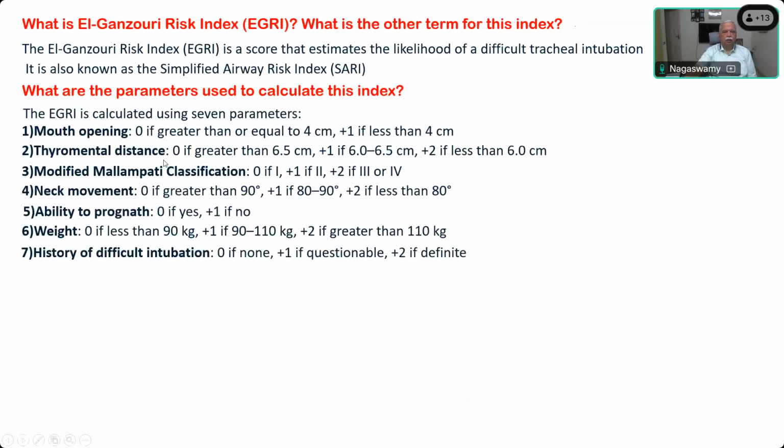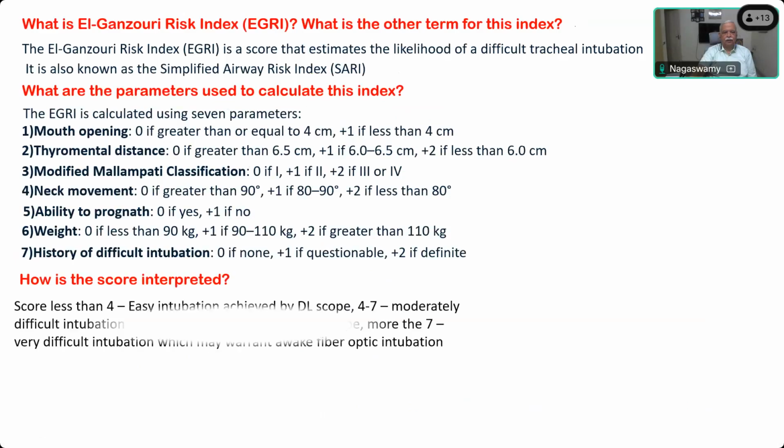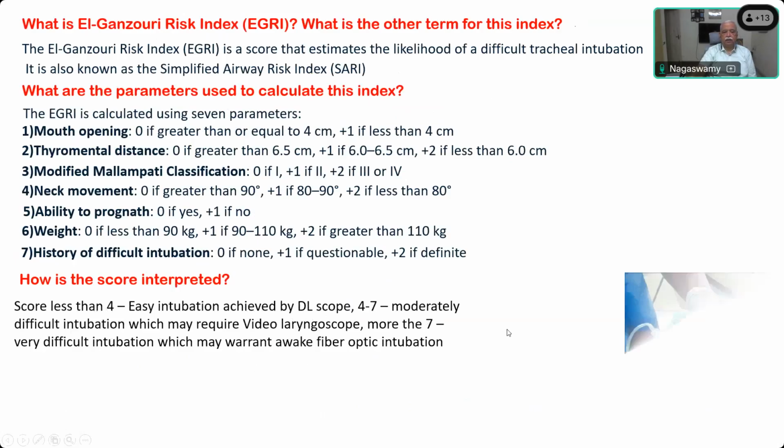So if you have 0 up to 4, how will it be? Easy intubation or difficult? Easy intubation. So scores less than 4 mean easy intubation achieved by direct laryngoscopy. 4 to 7, moderately difficult intubation, which may require video laryngoscope. More than 7, very difficult intubation, which may warrant awake fiberoptic intubation. Okay.